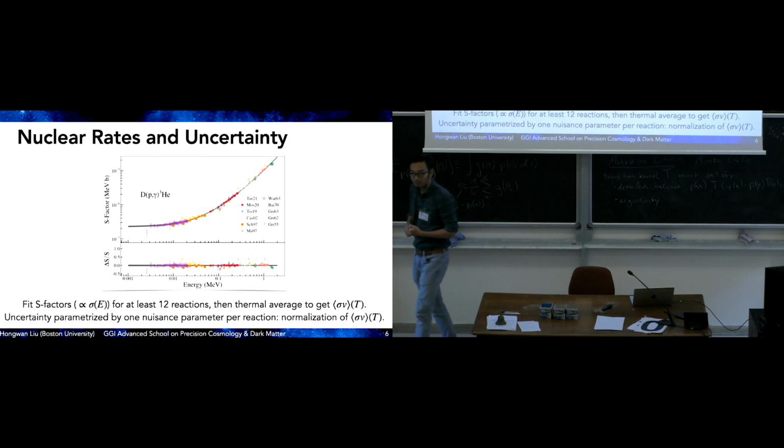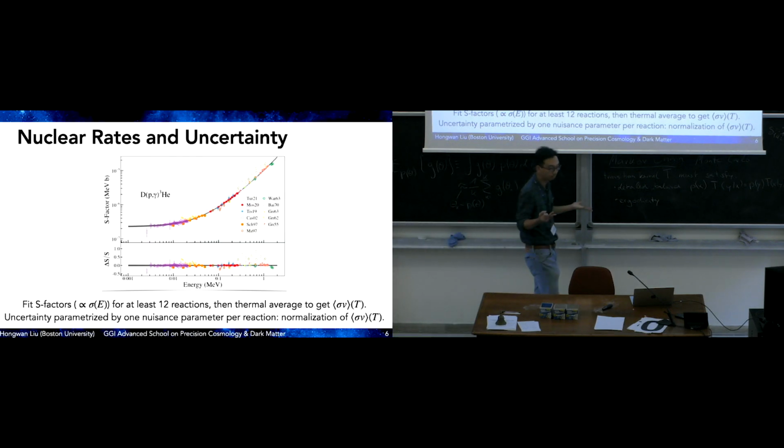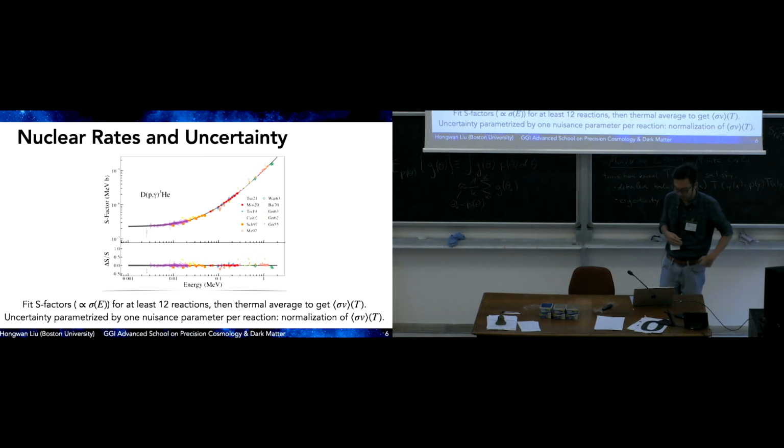And the main reason why you have disagreements between PRIMAT, PArthENoPE and PRyMordial is how you do this fit and which data sets you include. The thermal average is kind of trivial, but basically it's these two things: how do you do the fit, and which data sets do you include? It's kind of unclear, but I think that probably explains most of the differences.